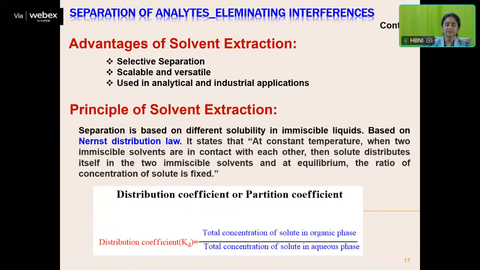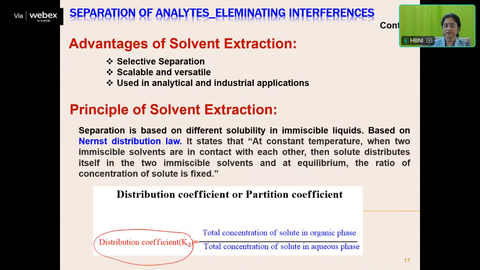So now, what is the principle? The separation or the distribution of the solute between these two phases is based on Nernst distribution law. It states that at constant temperature, when two immiscible solvents are in contact with each other, the solute distributes itself in the two immiscible solvents, and at equilibrium, the ratio of concentration of solute is fixed. So this is a fixed quantity.